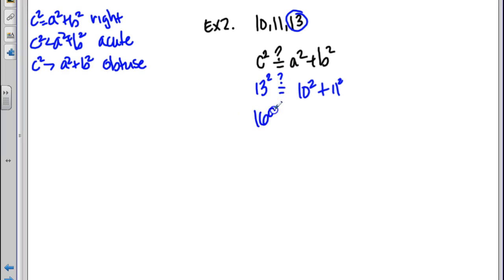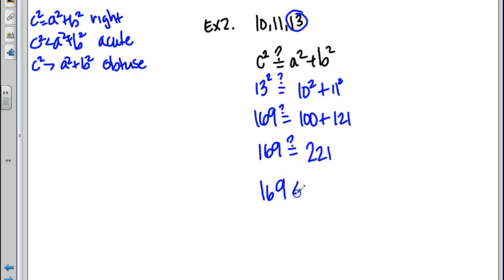So 169 equals possibly 100 plus 121. So perfect squares, 13 squared, those you should have memorized. If you don't, then work on them. 169 is equal to 221. Well, 169 is not equal to 221. 169 is actually less than 221.